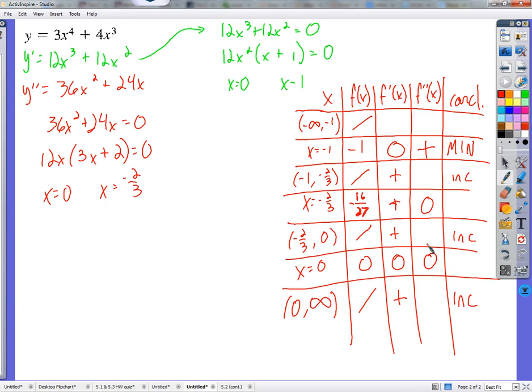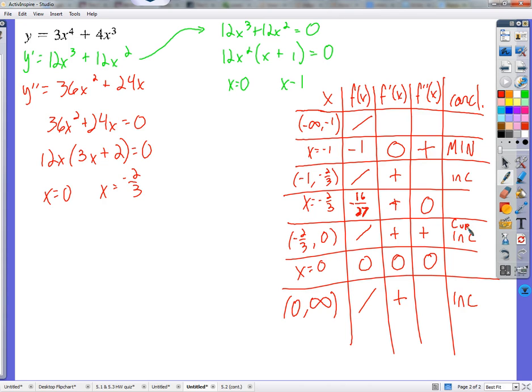And calculate. Which one are we looking at? Negative one-third, since it's between -2/3 and 0. Plug it into the second derivative to see if we get positive or negative. We're talking about the concavity. We get positive? Yeah, 16. Positive. So we could also say it's concave up.